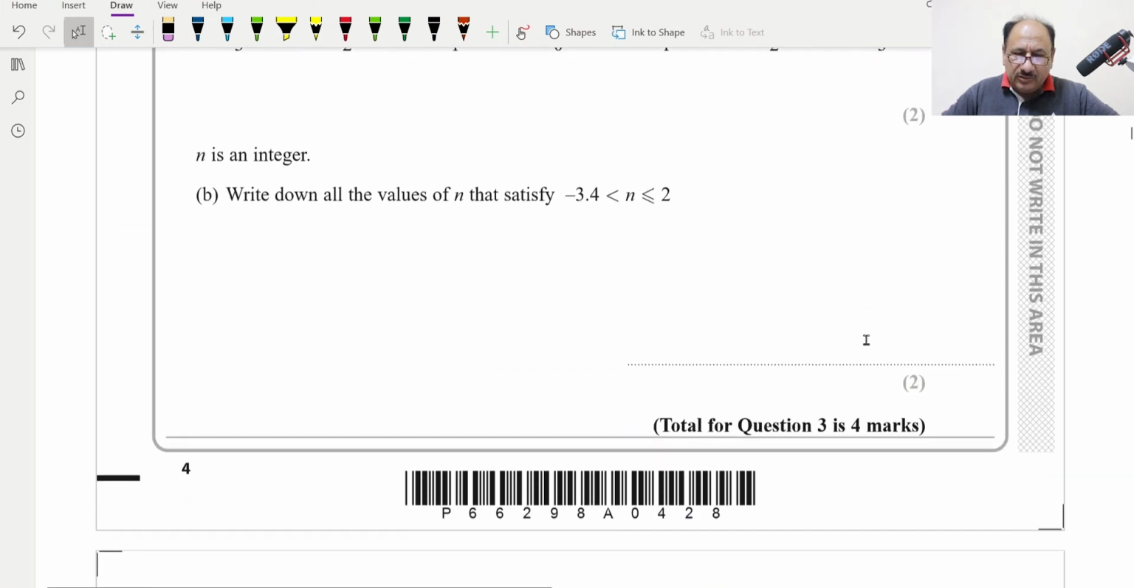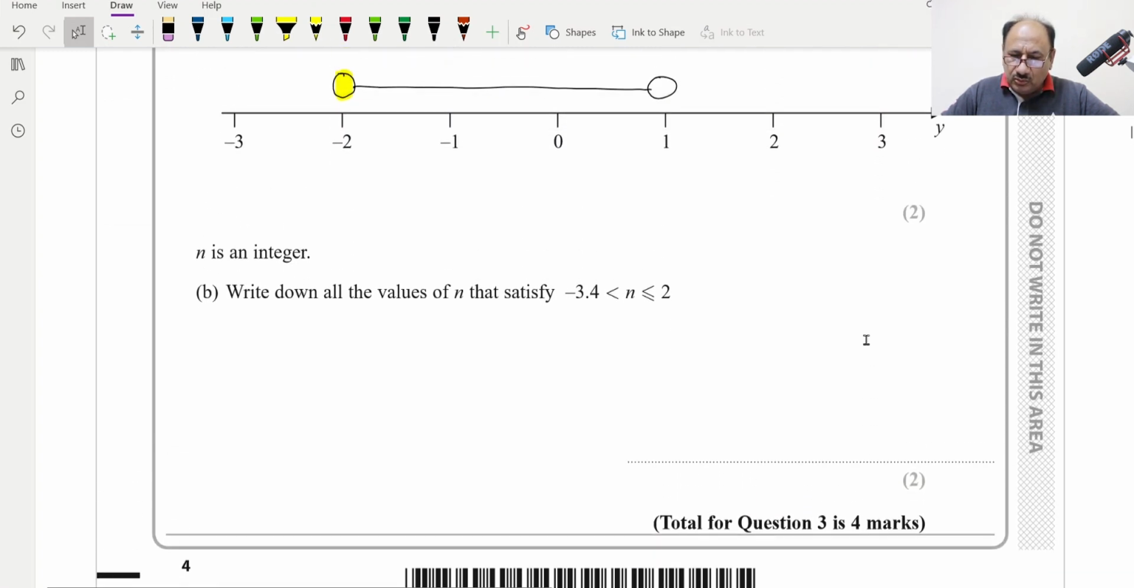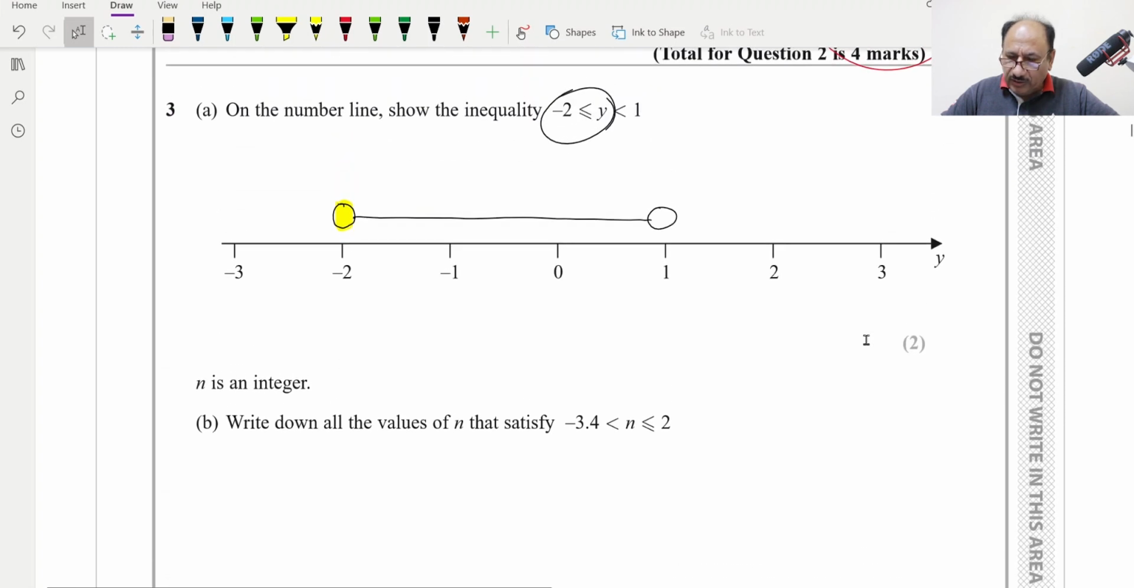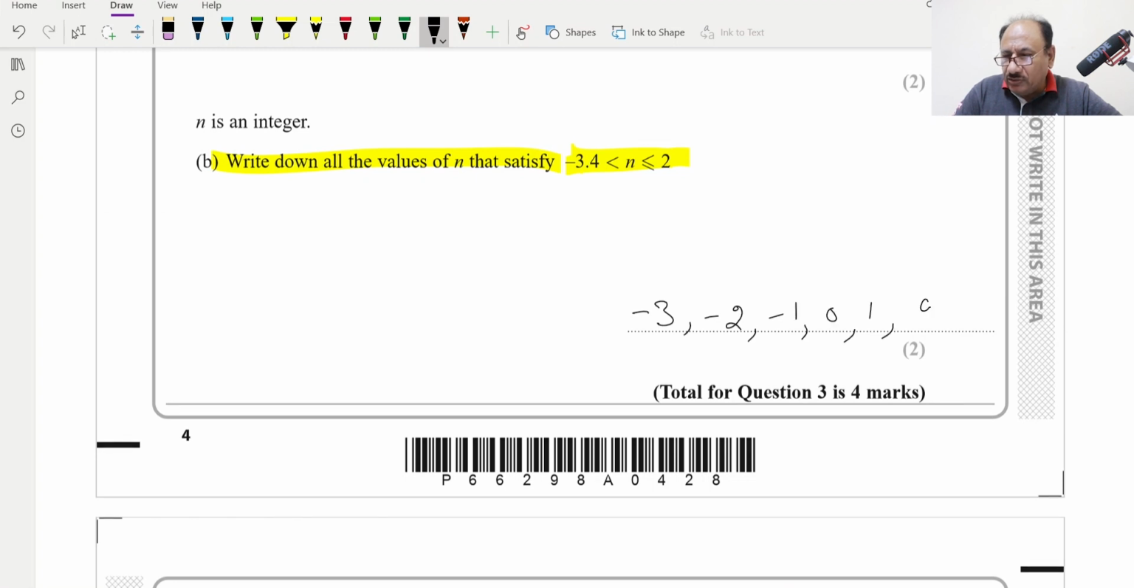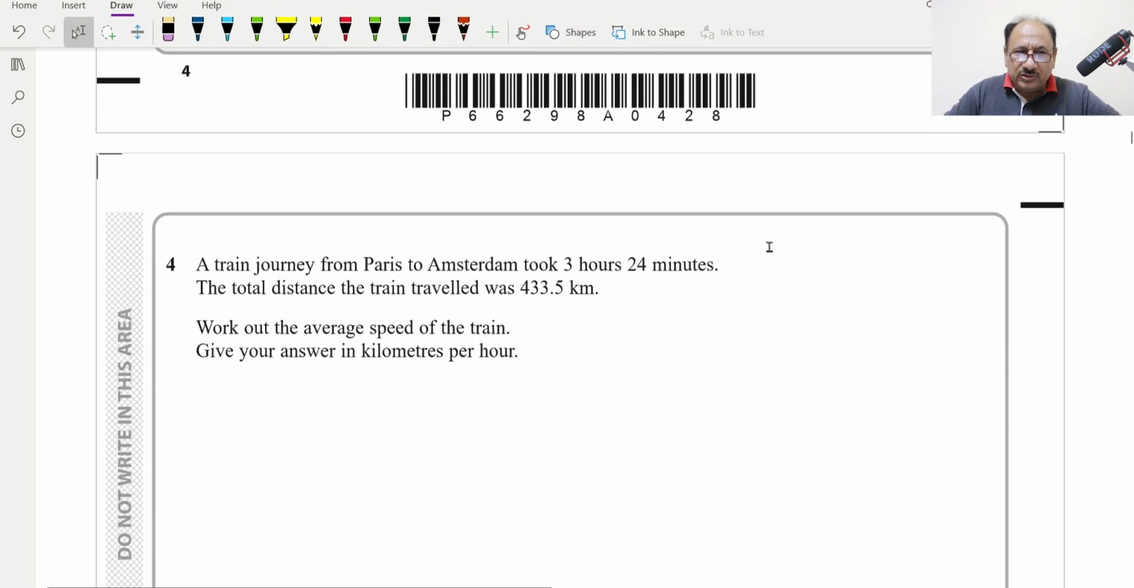n is an integer, write down all the values. So n, satisfying this relation, what will be the values in between? -3.5 will be what? These will be the values. -3 which is more than -3.4. So -3, -2, -1, 0, 1 and 2. 2 will be included because this side is having a less than or equal to symbol also.